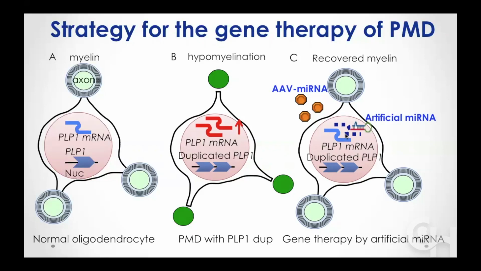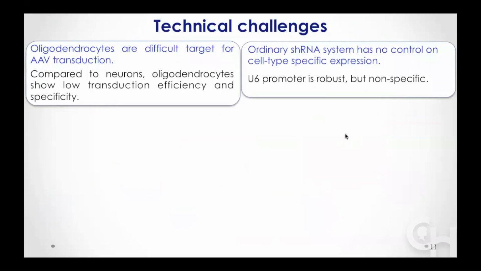MicroRNAs are short RNAs of 20 to 25 base pairs in length. More than 1,000 microRNAs are present in the human genome, and they inhibitorily regulate gene expression by binding target messenger RNA. We have designed a new microRNA, thereby termed artificial, which specifically binds to the PLP1 gene and disrupts its mRNA. For the delivery of this artificial microRNA, we employed an AAV vector, which is known to be the best viral vector for gene therapy of neurological diseases for its safety and efficacy. As you see in the previous slide, the idea is relatively simple, but there have been quite a bit of challenges to develop the ideal therapeutic tool.